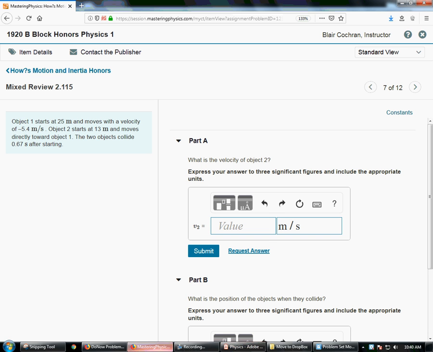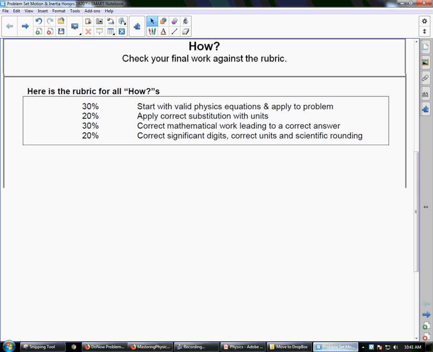I think I'm going to start off actually with the diagram. Because, and this could have been in my Y or in my how, I'm going to put it in my how just because of my room factor. But we have 25 meters. The object starts at 13 meters and moves directly towards. Okay, so this, and that's object 2. That's object 1. That's 25 meters.